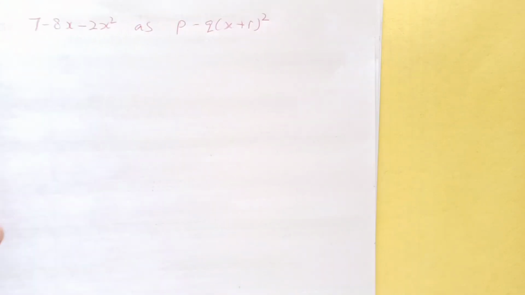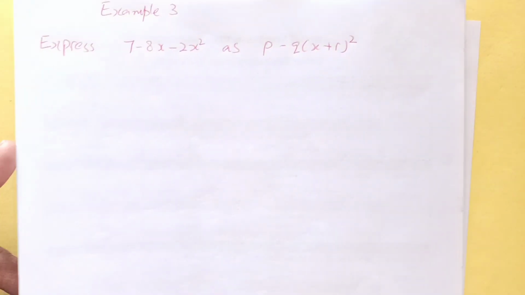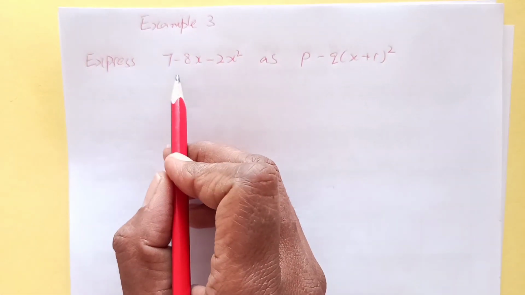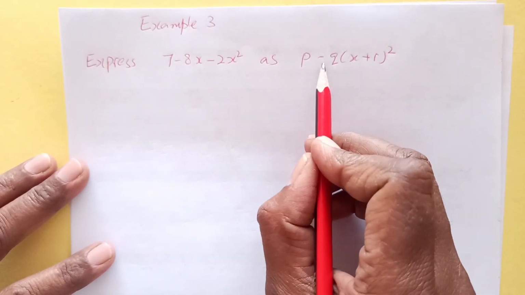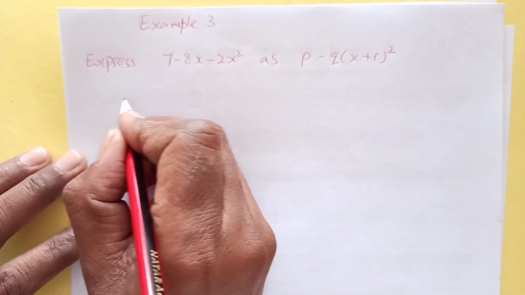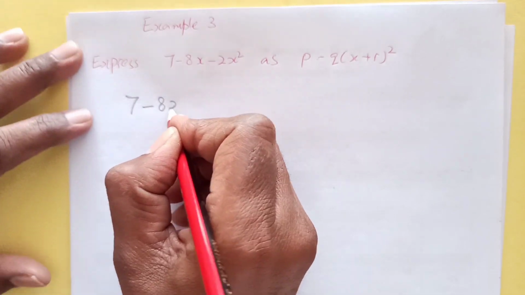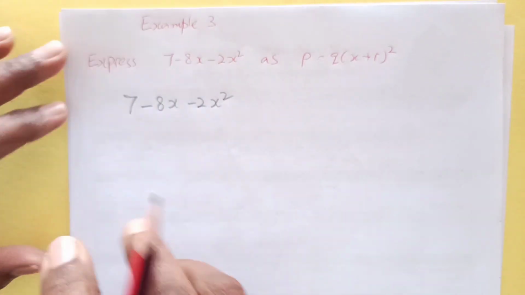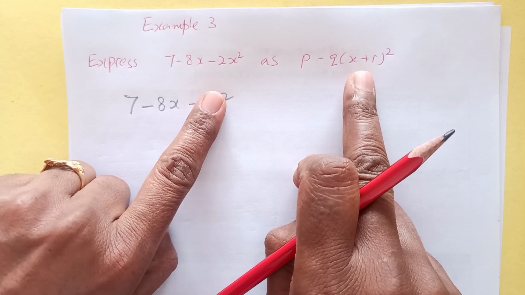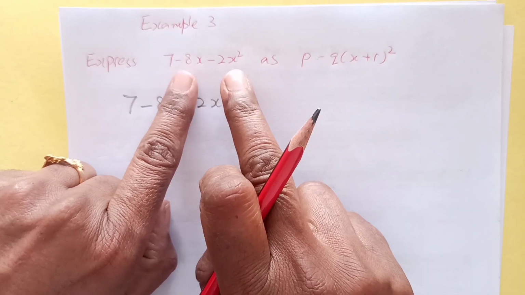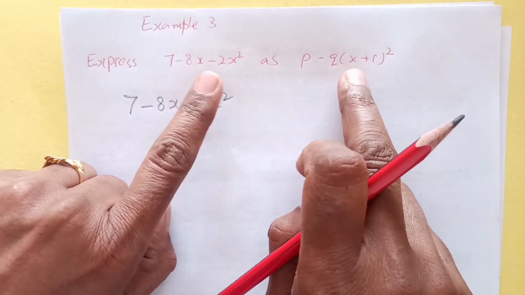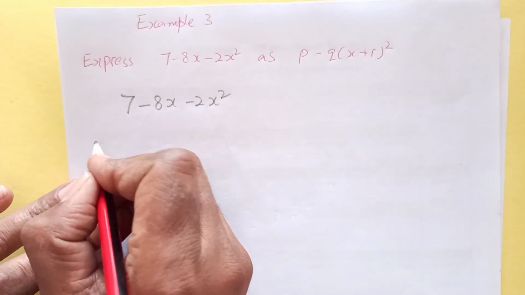Now example 3, another example. Here express 7 minus 8x minus 2x squared. Now you see the same thing, but the question is a bit different. So 7 minus 8x minus 2x squared. So this and this are going to be the same, so we need to convert this into another form using the same formula.